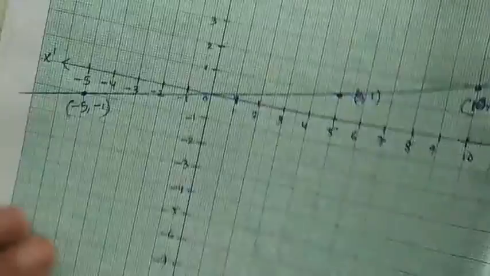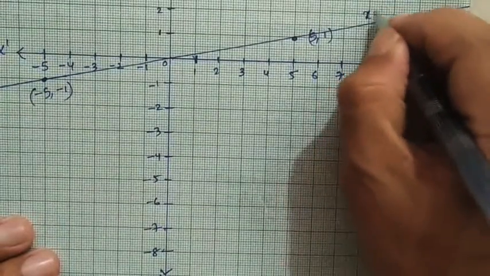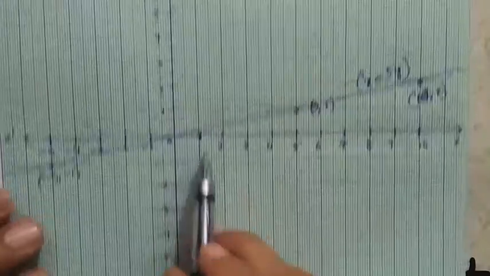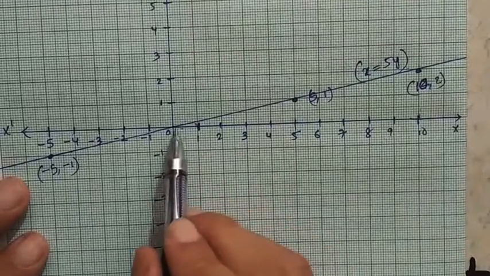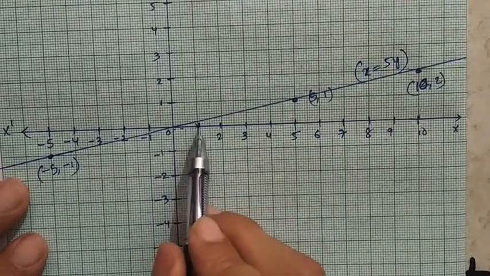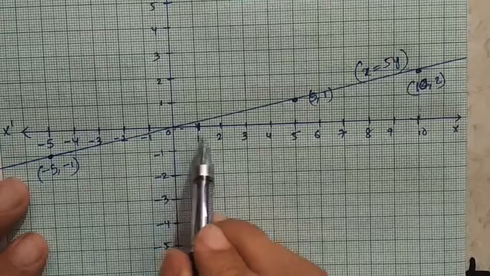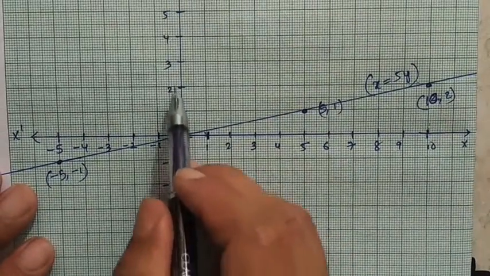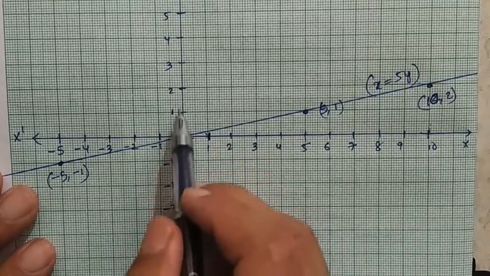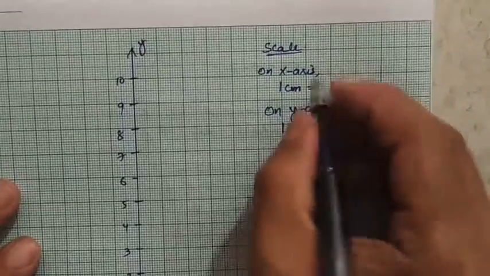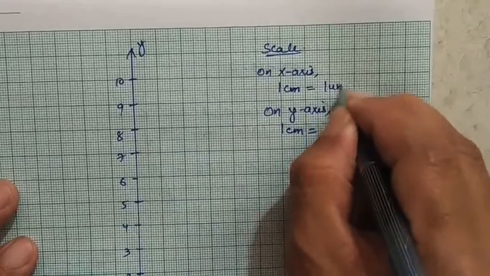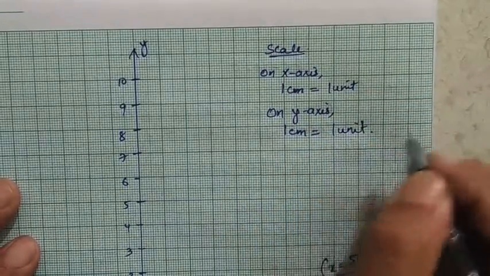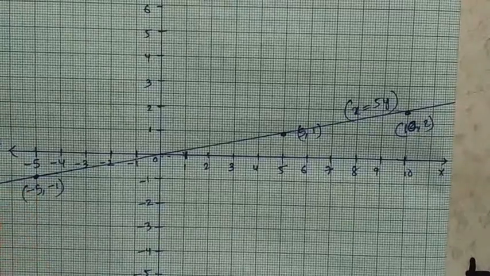So we write the equation here: x is equal to 5y. This is the equation. And for the scale, on the x axis, for every centimeter we take 1 unit, because the gap is 1, 1, 1, the difference 1 to 2, 2 to 3 is 1. So on the x axis we take 1 centimeter equal to 1 unit, and on the y axis 1 centimeter equal to 1 unit. So this is the graph, but this is not the end of the question.